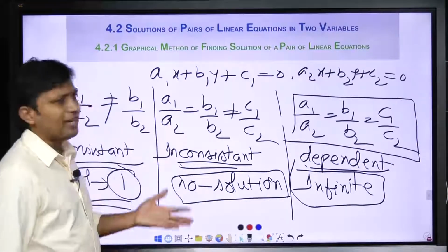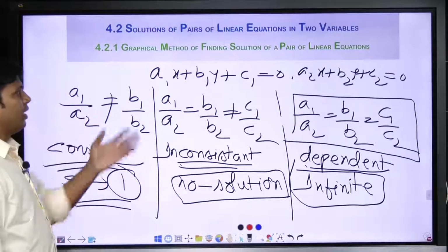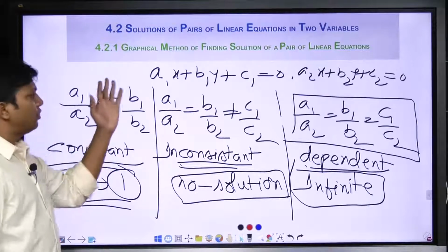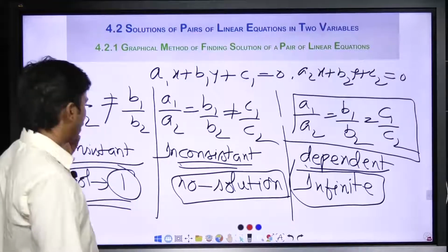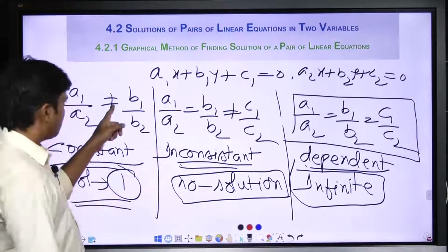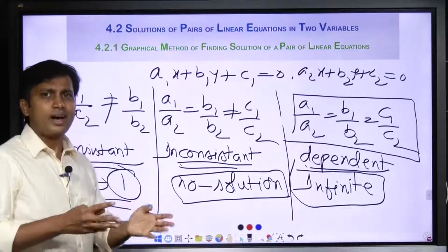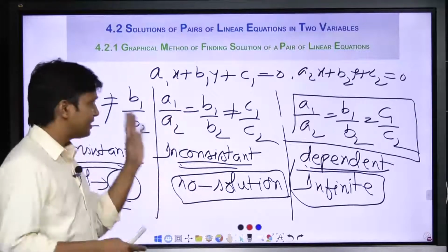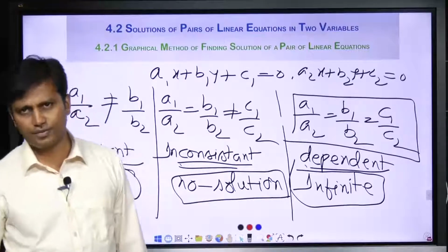Understood? Now if any pair of equations is given to you, how can you check? Simply, if the ratio of the coefficients of x terms is not equal to the ratio of the coefficients of the y terms, then simply you can say that those are consistent equations. You don't need to go for checking the ratio of the constants. When the ratio of the coefficients of x is not equal to the ratio of the coefficients of y, it is obviously consistent. It doesn't depend upon c. C means constants. You don't need to check the constants of these equations, right?